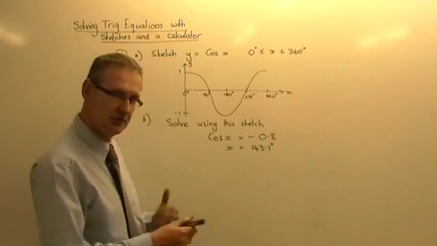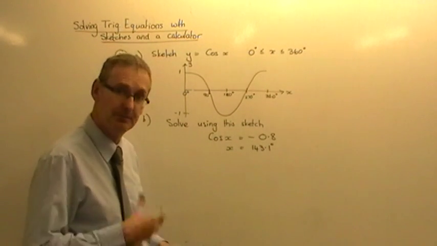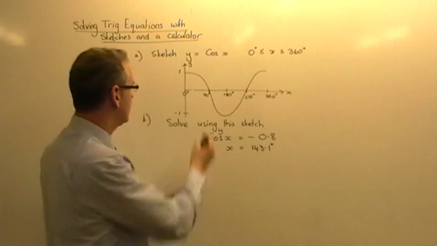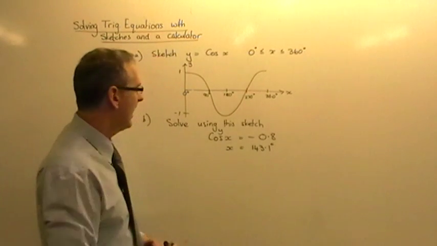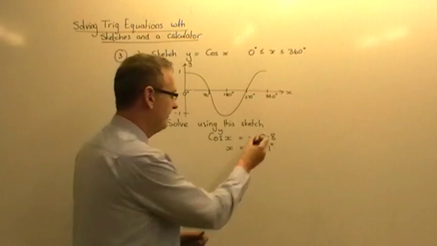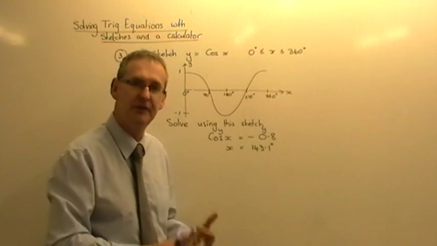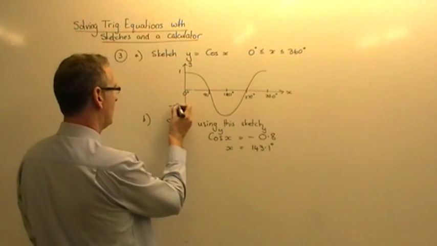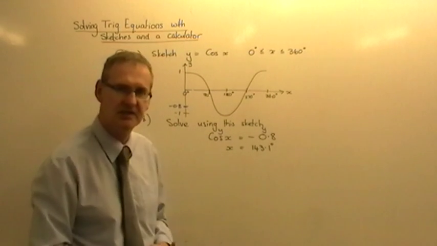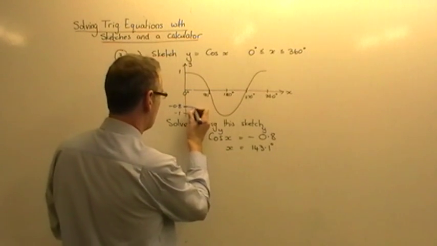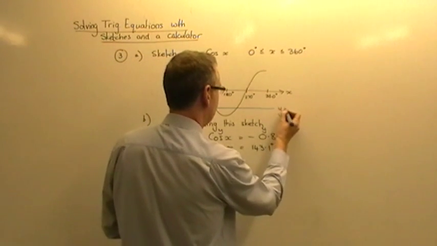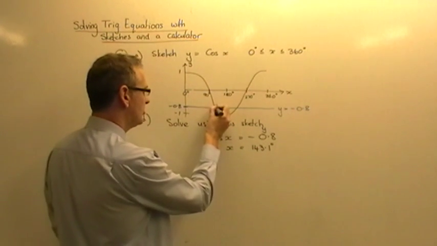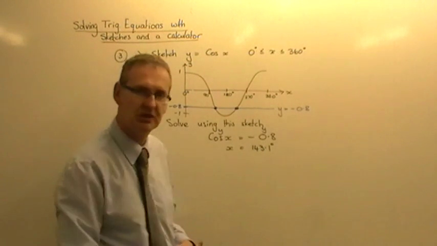So let's actually now use the sketch together with that to see if I can come up with both answers. Okay, so I need to plot a graph of y equals cos x. I've done it for the range given. And I need to also plot a graph of y equals minus 0.8 for the range given. So minus 0.8 is somewhere down here on the y-axis. And I need now to draw a horizontal line across there. That's the graph y equals minus 0.8. You can see I've got two intersection points, one there and one there, so there will be two solutions.